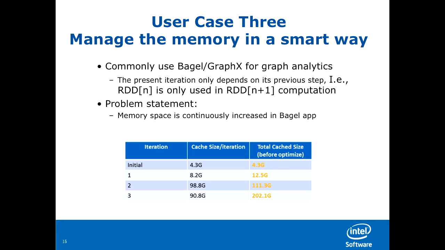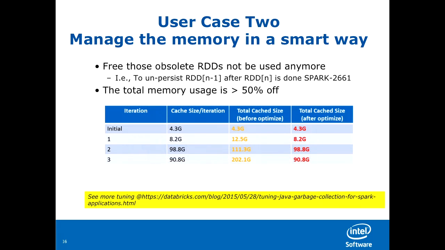The memory space will continue to increase, although after each iteration the previous RDD can be freed. But there's a bug, so you can see that the memory continues to increase. So we actually did a patch, and with this patch, now the application can free all this unused memory.